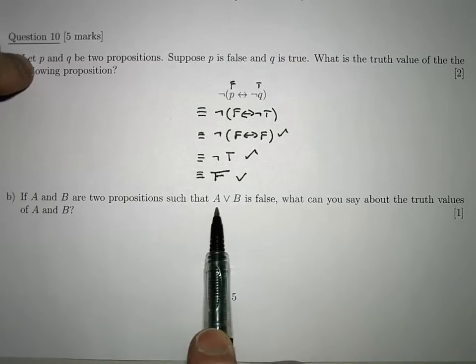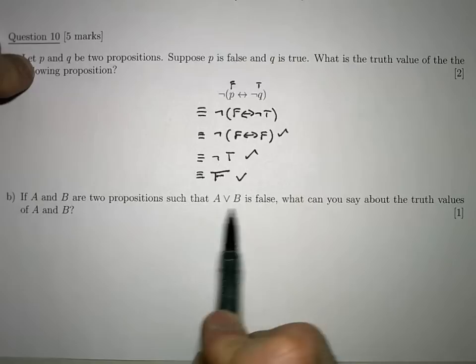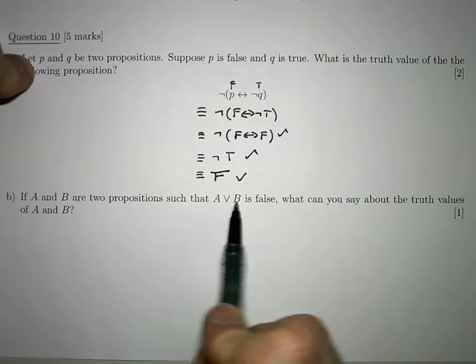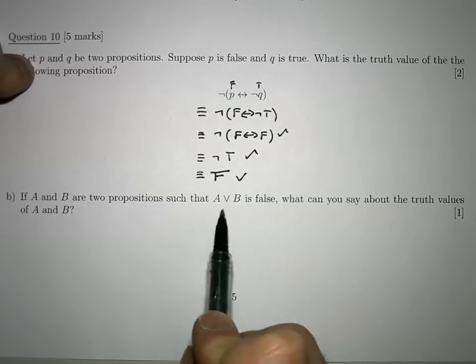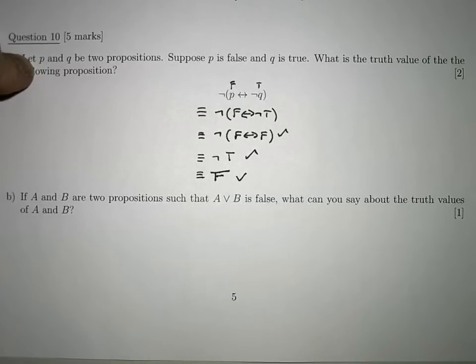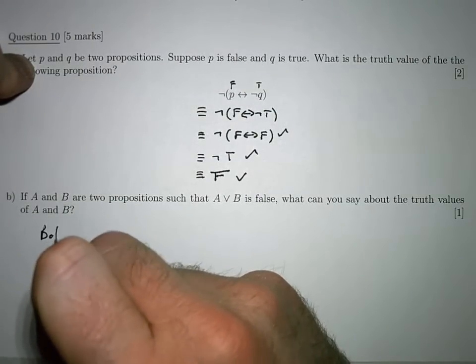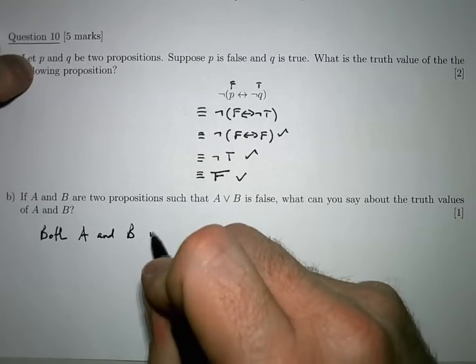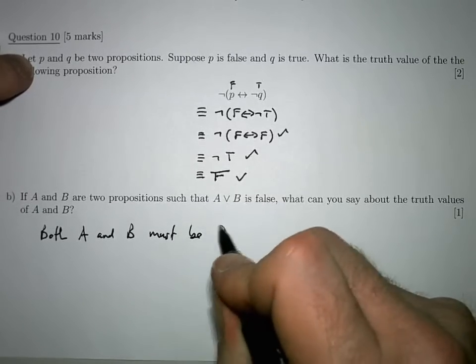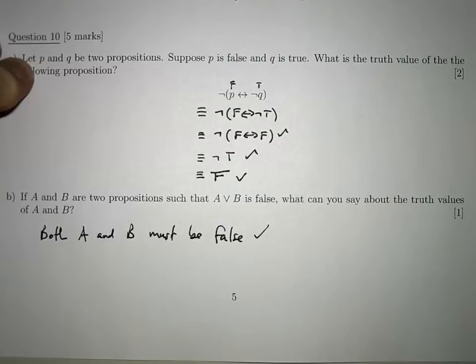And of course, if A or B is false, if either A or B was true, then this would return true. So if they're both true, it returns true. If one of them is true, you'll get out a true. If B is true, you'll get out a true. So the only way for A or B to be false is if both A and B are false. So the answer here is that both A and B must be false. And that would have given you a full mark.